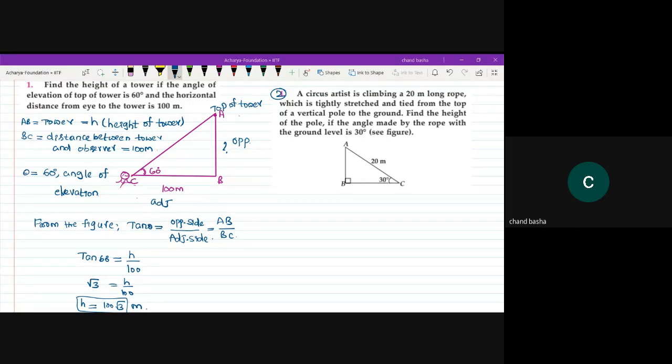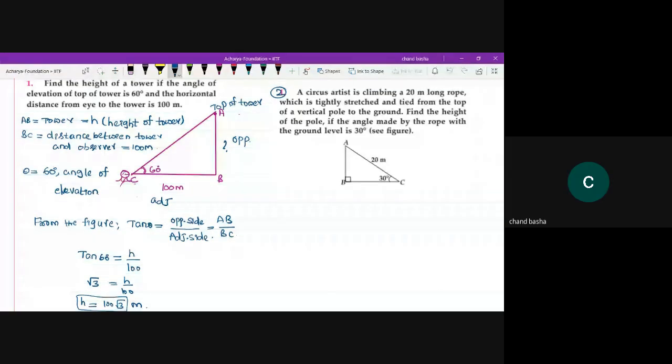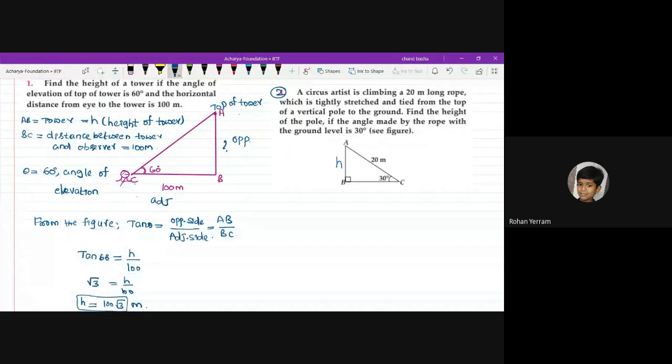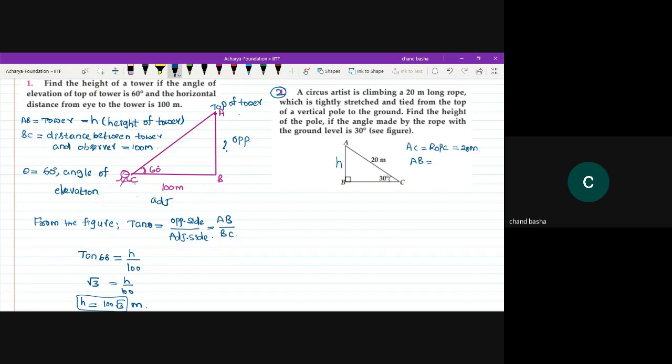Sir, we need to find the height of the pole, which is opposite to theta. So it's the perpendicular, and they gave the hypotenuse. So opposite by hypotenuse is sine. We can also take cosecant. Right. Very good. The rope is 20 meters long. This is clearly given to you. And I'm taking AB equal to the height of the pole. This is what we require, and we are taking this as H meters.